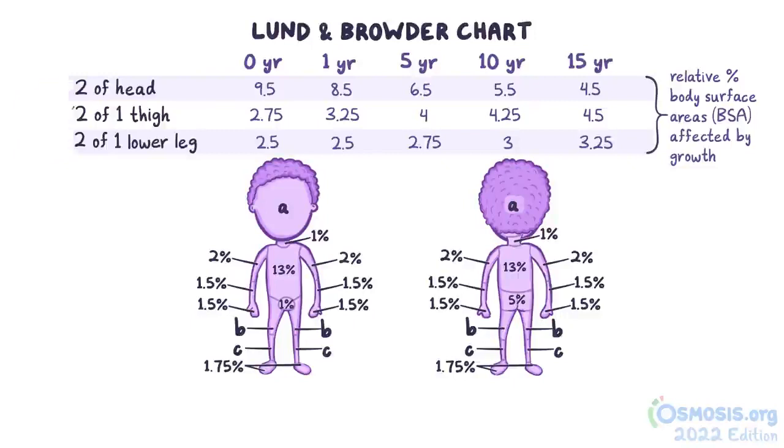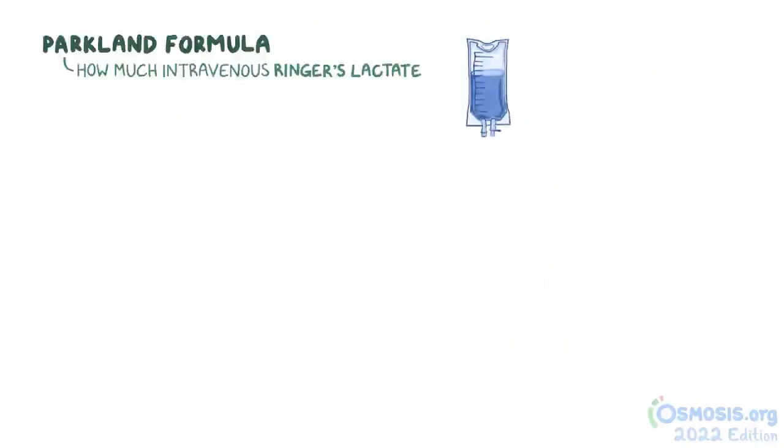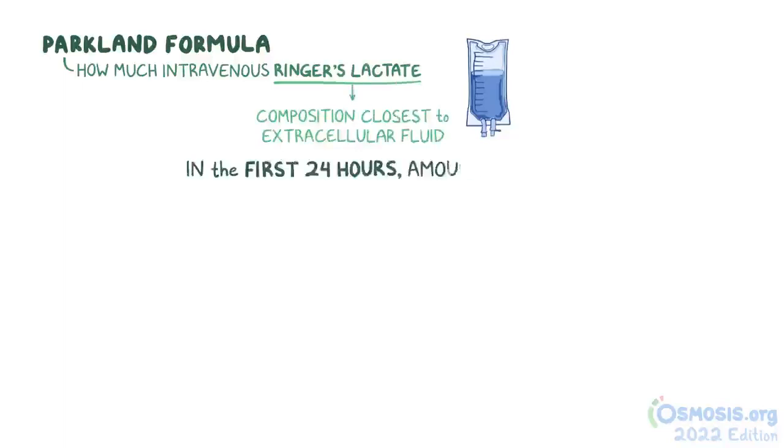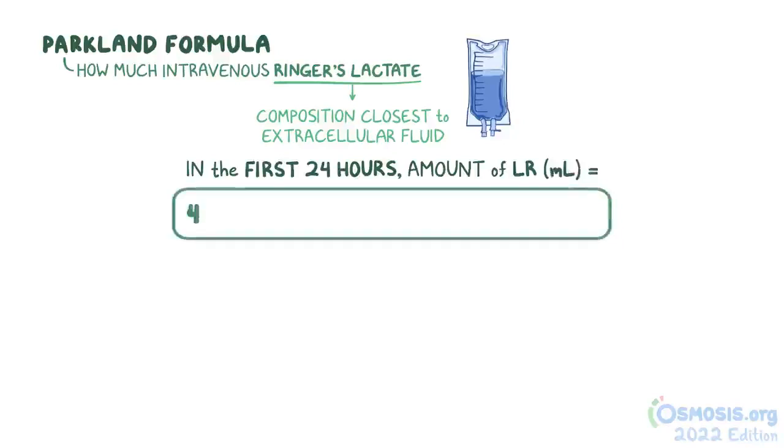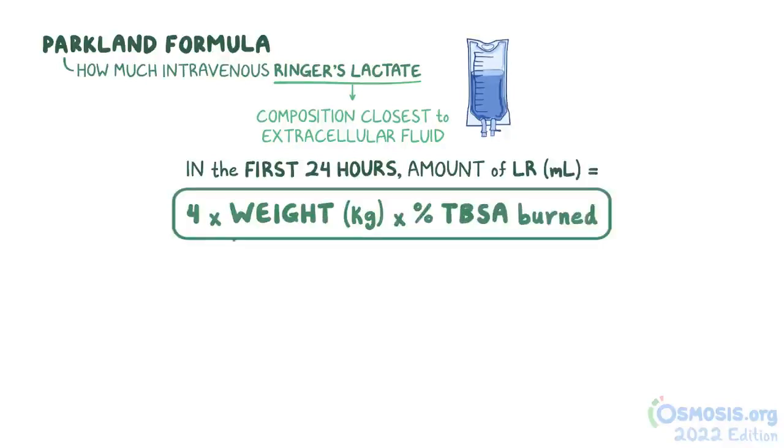Alright, so once you've got the percentage, it's inserted into the Parkland formula, which calculates how much intravenous Ringer's lactate the individual should receive. Ringer's lactate is used because its composition is closest to the extracellular fluid. In the first 24 hours, the amount of Ringer's lactate to give in milliliters is equal to 4 multiplied by the weight in kilograms, multiplied by the percentage of the total body surface area involved. Half the number you get is given in the first 8 hours, and the other half is given over the next 16 hours.